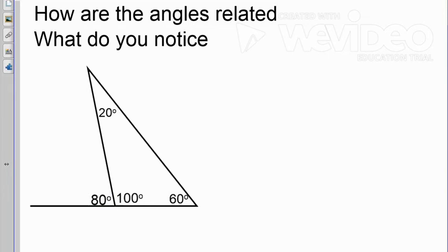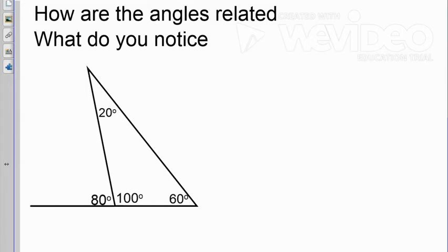What are some things that you notice, though, about the other angles in this triangle, okay? So we know that these two here have to equal 180, but do you notice any other relationship between that 80 degrees and the other two angles in the triangle?